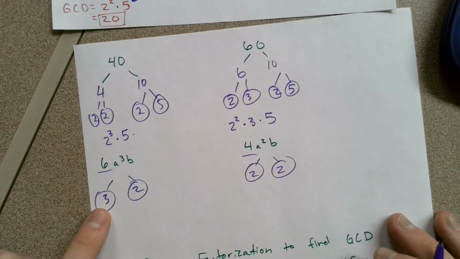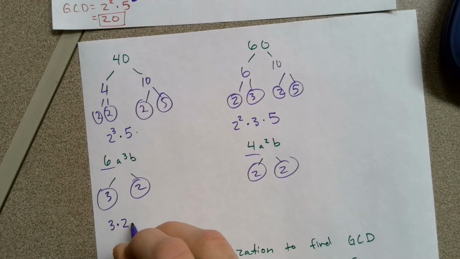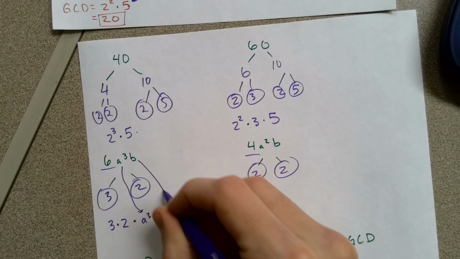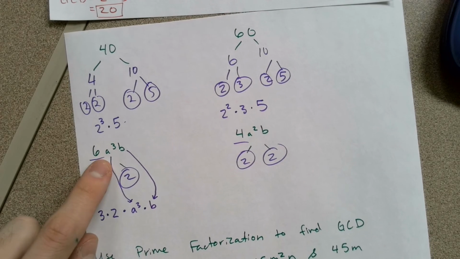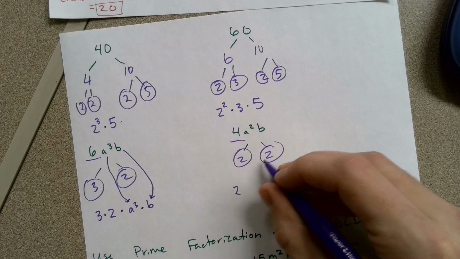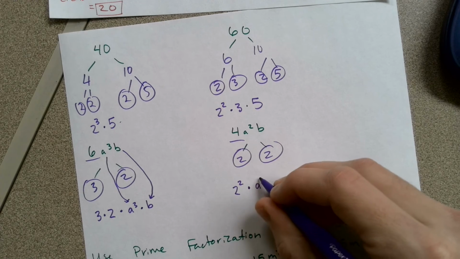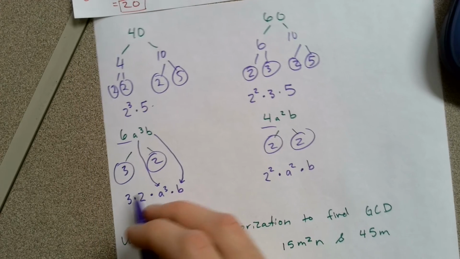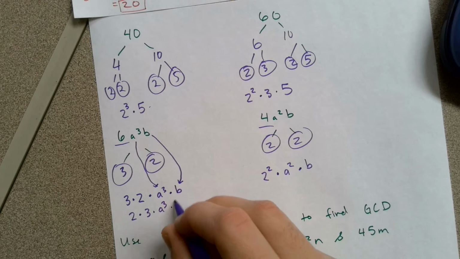Now when I rewrite, watch what I'm going to do here. I'm going to make this 3 times 2 times, pull this down, a to the third, pull this down, times b. I didn't do anything with those earlier, so I'm just going to bring them straight down. On this side, I got 2 twice, so I'm going to do 2 squared times a squared times b. This one I have to rewrite real quick because I did 3 times 2. If I'm doing this properly, I have to keep them in order from smallest to largest.